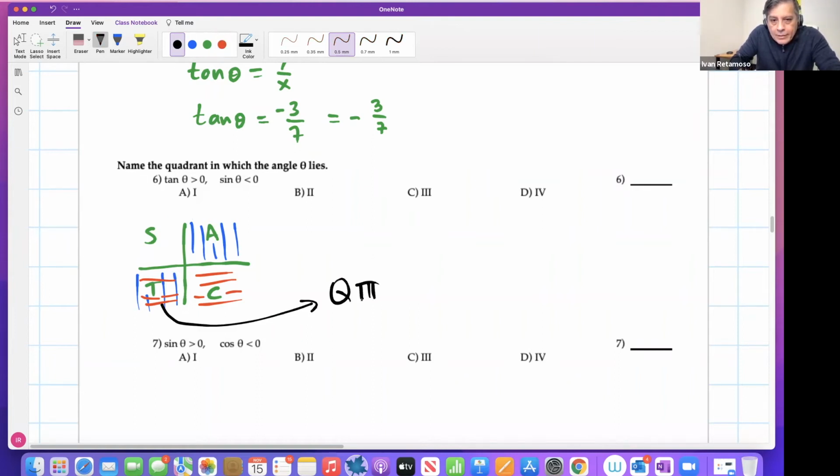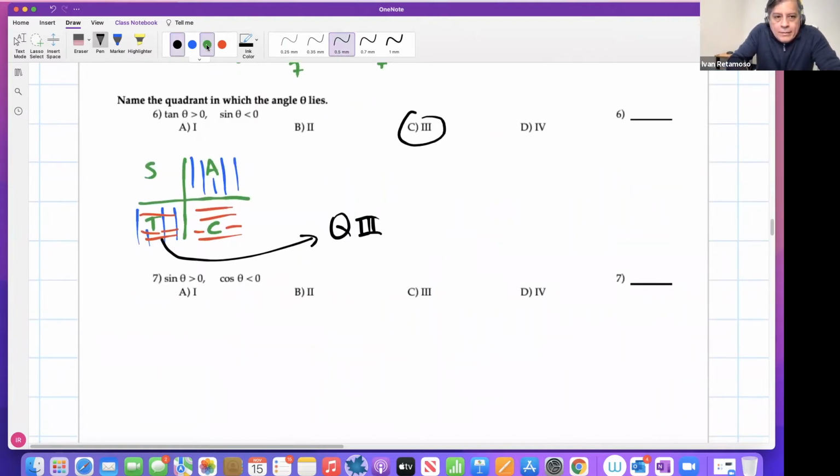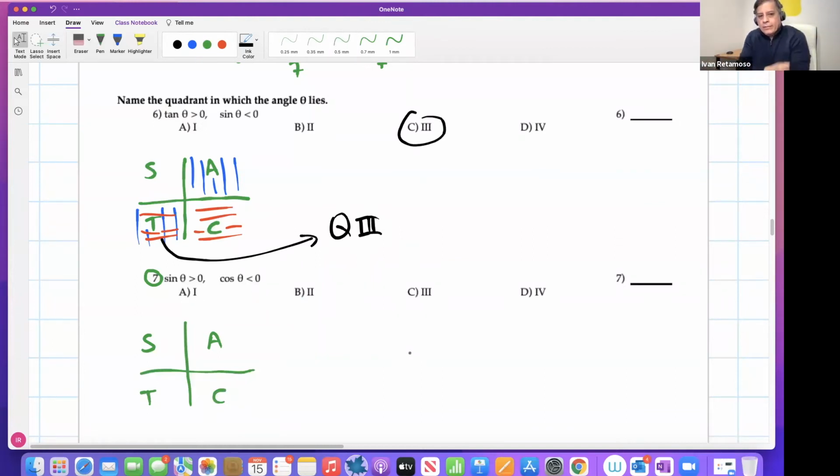Follow, guys? Use all students take calculus, the mnemonic device, and figure out your answer. It's not that difficult. Try number 7 on your own. Okay, this one. Try to do this. All students take calculus. Okay, go ahead. Try to figure out where sine is positive and cosine is negative. In which quadrant?